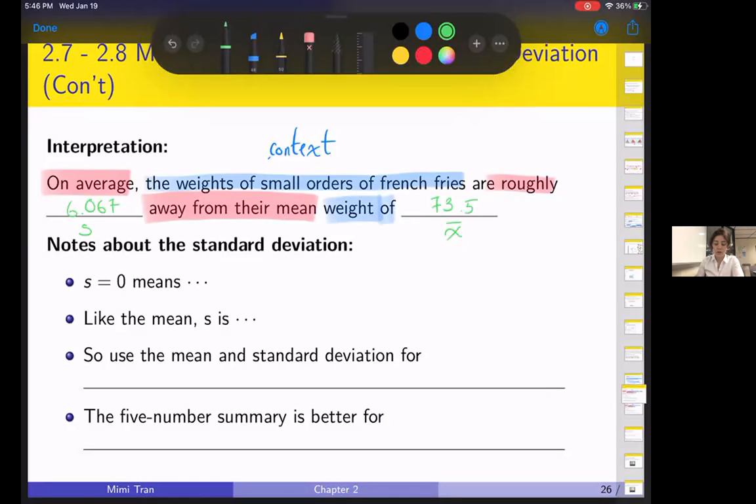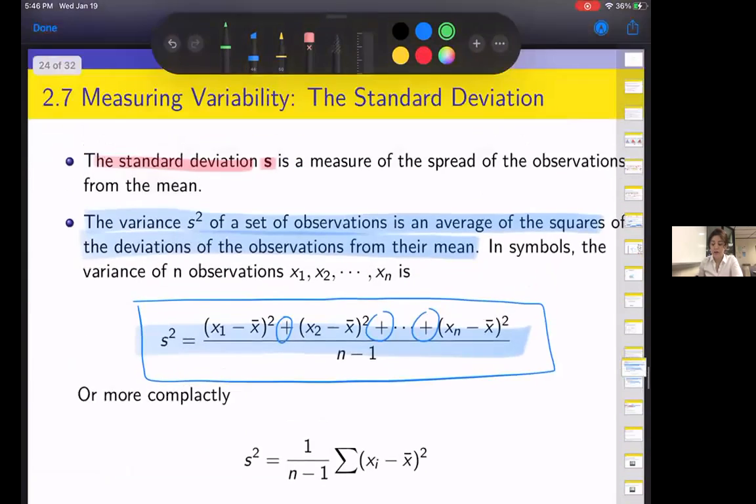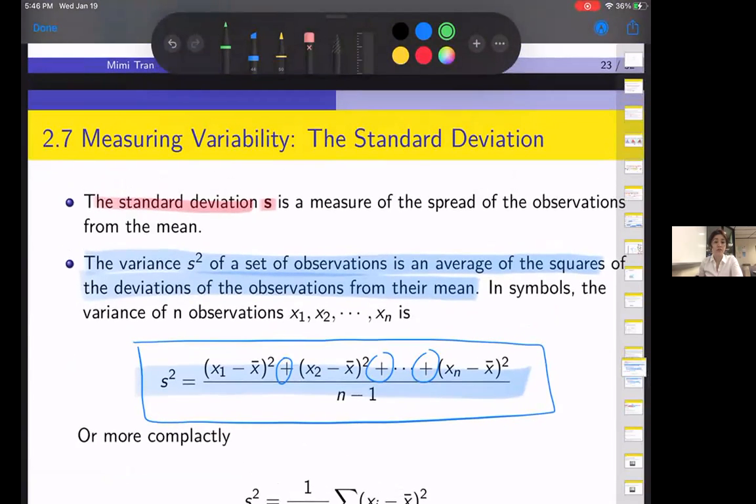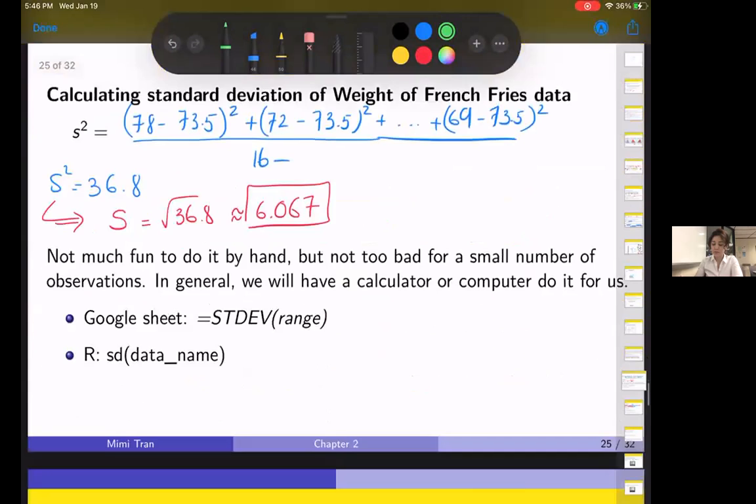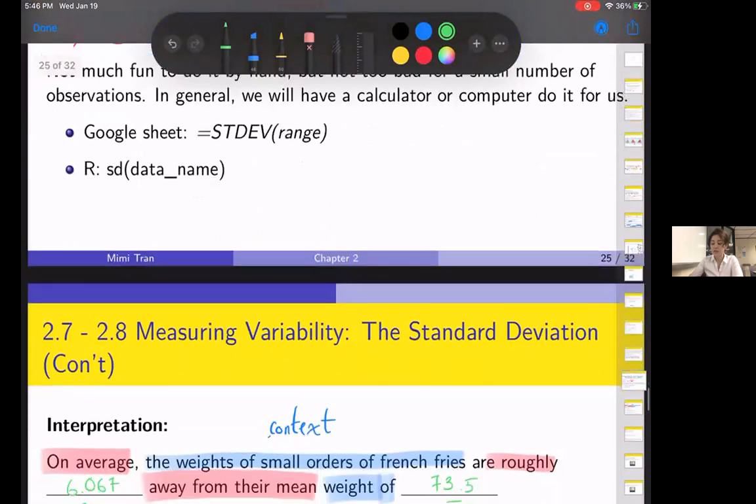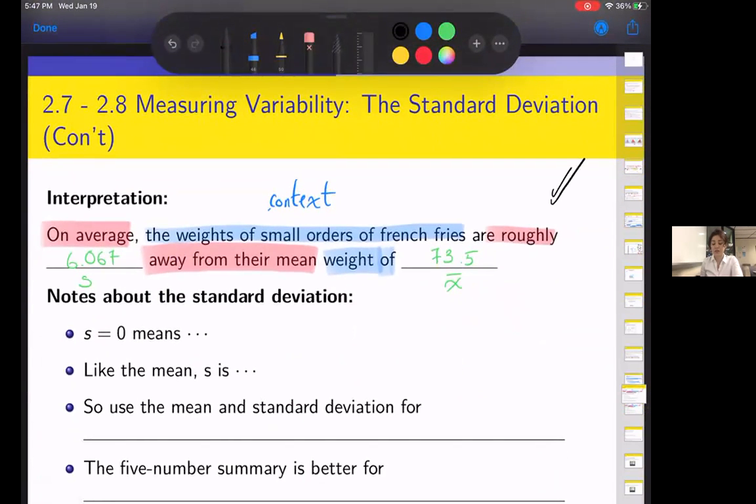So you always start out with "on average," context, and then roughly how many standard deviations away from the mean. Remember, the definition of the standard deviation is the measure of the spread of the observations from the mean. So remember this one. Just follow this one. This is how you interpret the standard deviation.